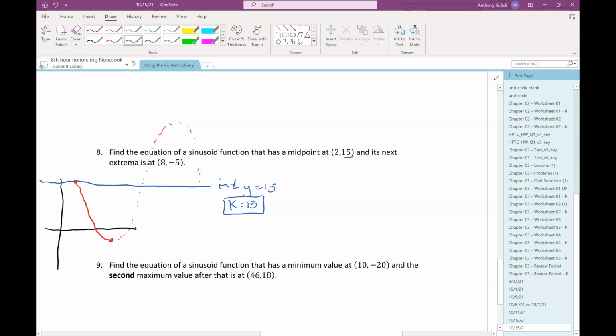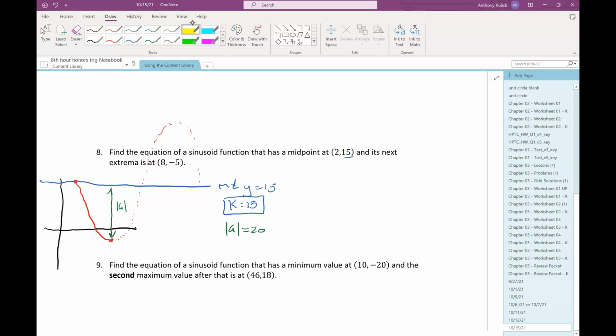Like for free, right? My amplitude is the distance between the midline and that minimum. So to go from 15 to -5 would mean moving 20 units, right? So there's my absolute value for A.